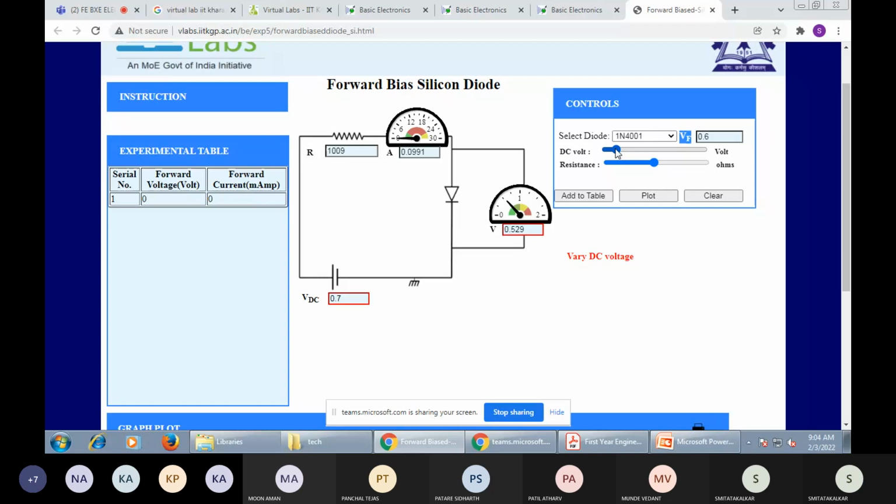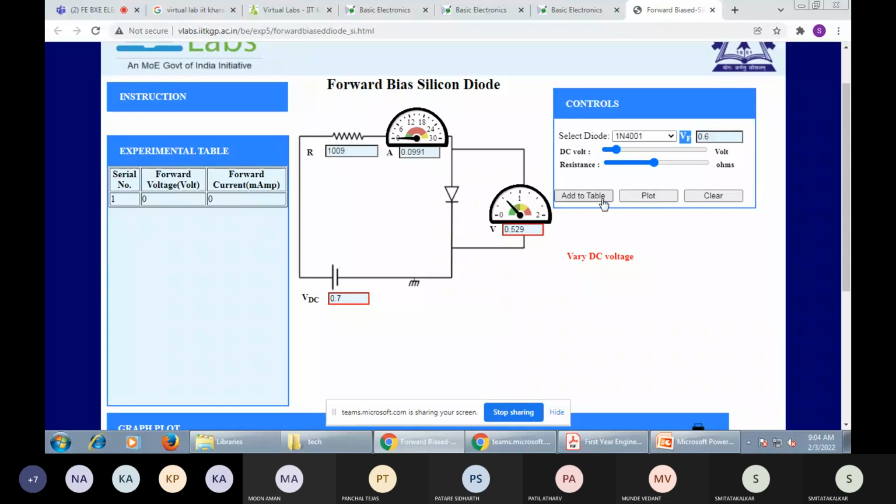You can see 0.6. The diode is still in forward bias at 0.6 volt. In the circuit, the voltmeter shows the voltage and the current meter is 0 in forward biasing. But the diode is in its conducting state at 0.7. Click on that 0.7. Here at 0.7, there is some value in the ammeter and some value in the voltmeter.